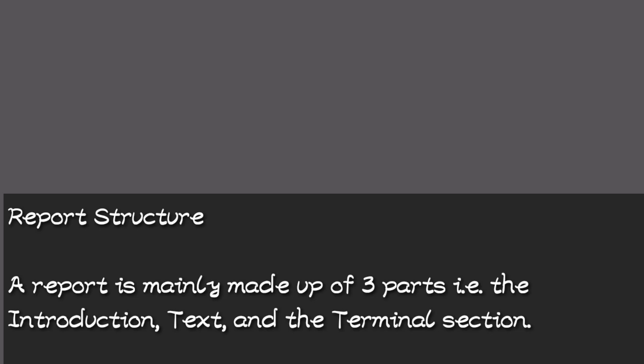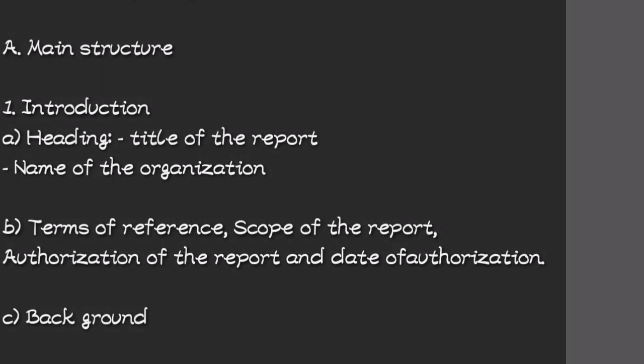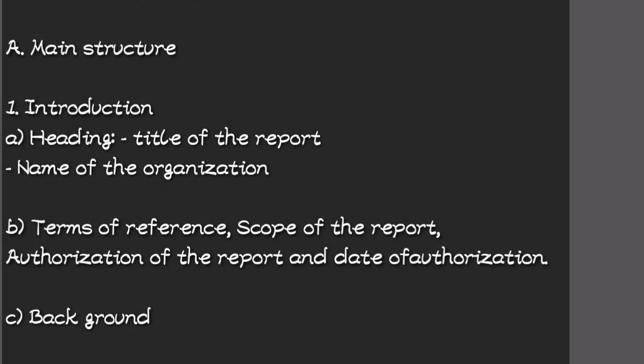So there is always a heading before the introduction, a heading of the report. We mainly deal with three parts: the introduction, the text, and the terminal section. We have what we call a main structure report and then a short report. The main structure report is the one that has the introduction, the text, and the terminal section. So we shall start with the introduction.